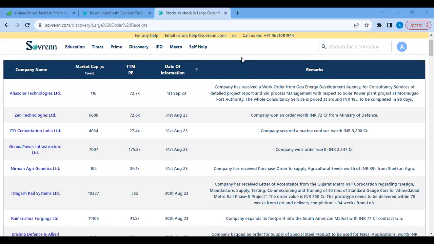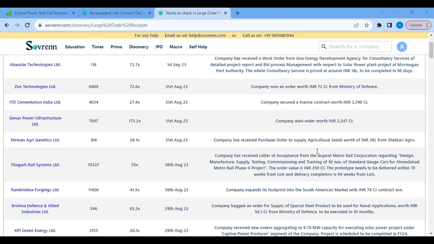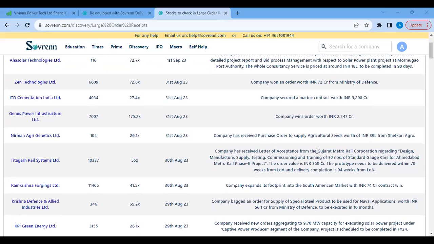Aditya, where do you get this microcap order info? We study this, we get this information from BSE and NSE, Bombay Stock Exchange and National Stock Exchange. Okay. Now, another example. Which company got a 74 crore order in South America? Ramakrishna Forging, RK Forging. Who answered it first? Vansh and Dhanesh Bhai answered it first. Right.